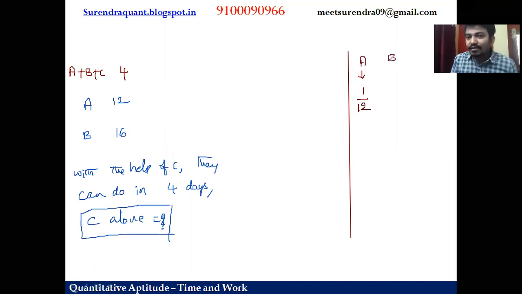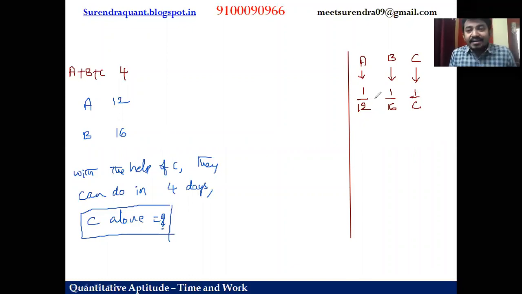What about the 1 day work of B? Reverse of his number of days. The number of days is 16, so the reverse is 1 by 16. What about C? We don't know. We have to find out. So let us say C days. So the 1 day work is 1 by C.